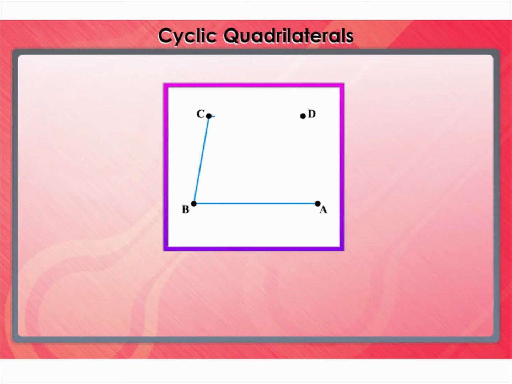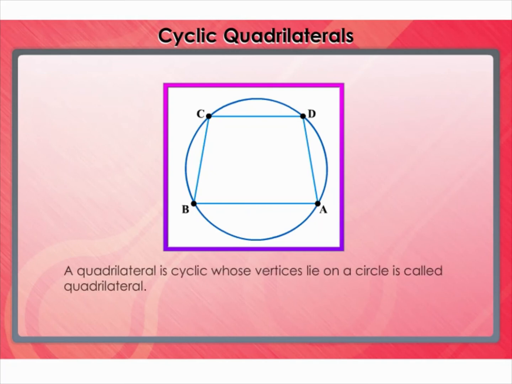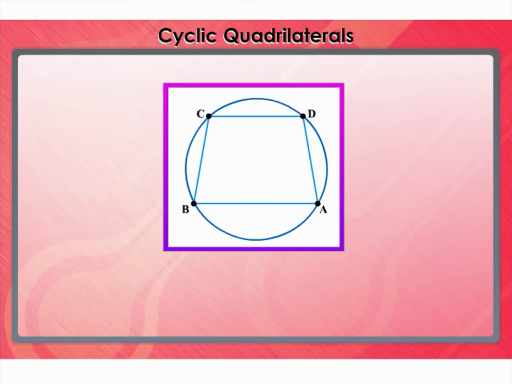Cyclic quadrilateral. Consider 4 concyclic points. What do we get if we join the points A, B, C and D? We get a quadrilateral ABCD. It is a special quadrilateral. All its vertices lie on a circle. A quadrilateral whose vertices lie on a circle is called a cyclic quadrilateral.